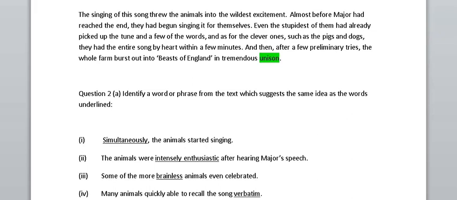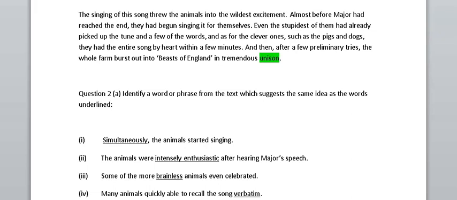Okay, now let's look at the second strand, and that is, the animals were intensely enthusiastic after hearing Major's speech. Now we've got a phrase which has been underlined here, and that is intensely enthusiastic. So in other words, this phrase seems to suggest that there is this eager enjoyment. So can you find a word or a phrase which suggests the same idea as the animals being intensely enthusiastic?